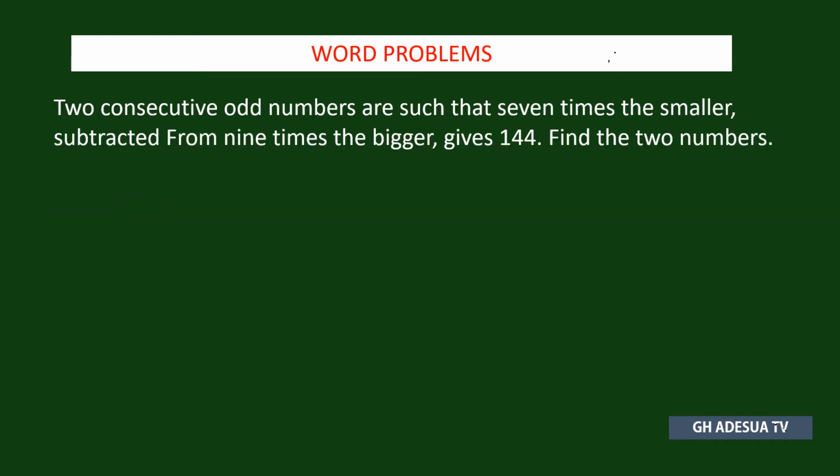Now in this question, it says, two consecutive odd numbers are such that 7 times the smaller subtracted from 9 times the bigger gives 144. Find the two numbers. So we go like, let x be the smaller odd number.